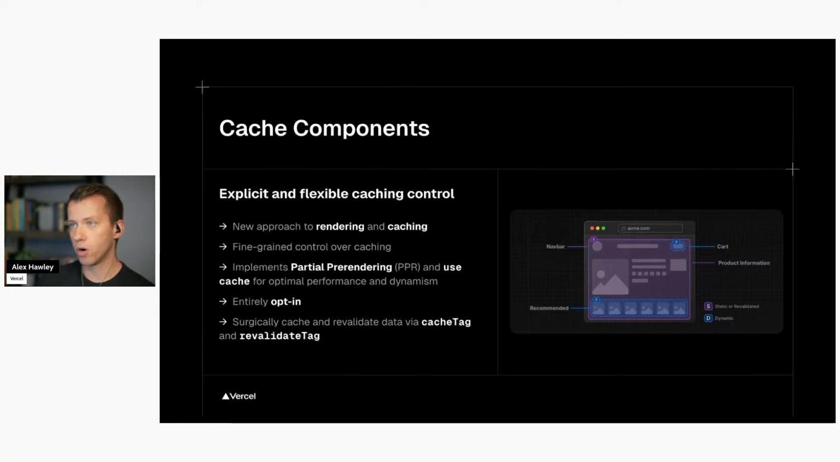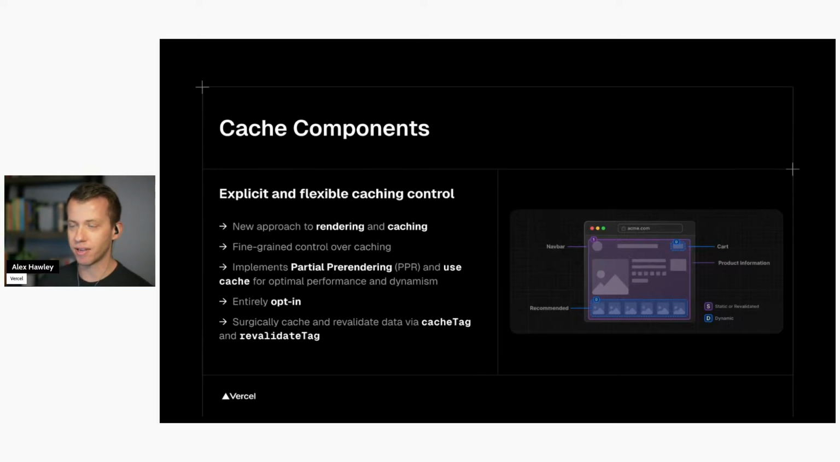I say it's a new approach, but if you've used or have experimented at all with partial pre-rendering or use cache in prior versions of Next, a lot of the patterns here are going to be very familiar to those features. And in fact, cache components is generally available, as is partial pre-rendering and use cache, which you can kind of see as under the umbrella of cache components. That's why I include this diagram to the right.